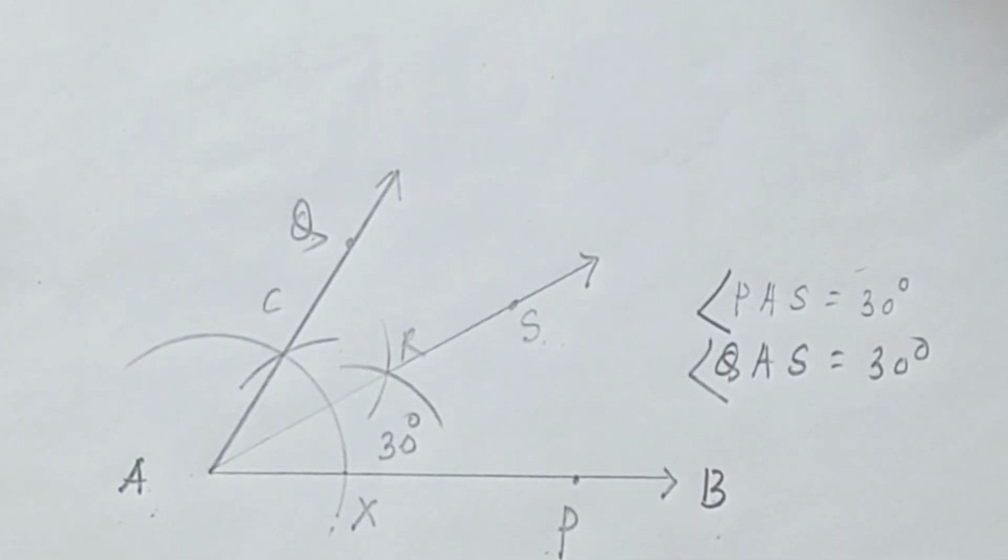In this way, we easily draw a 30 degree angle using a compass, pencil and ruler.